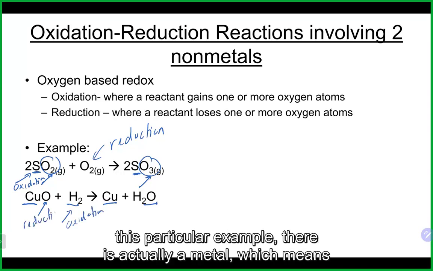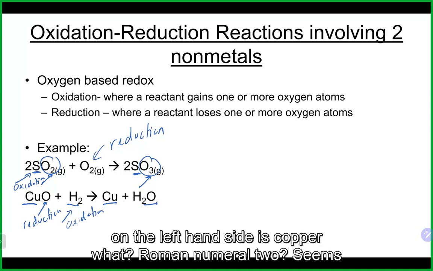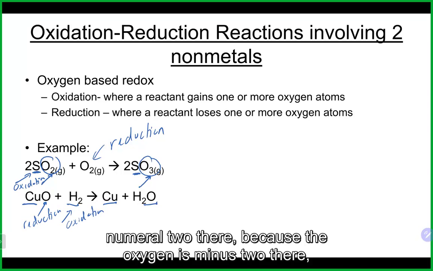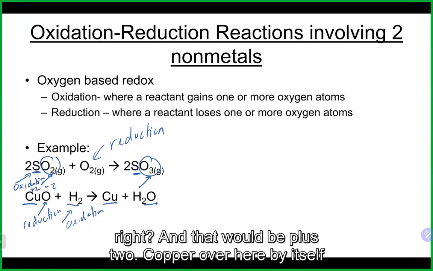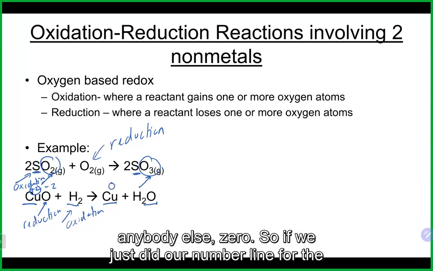But in this particular example, there is actually a metal, which means we could still do the metal look at it. That copper on the left-hand side is copper what? Roman numeral 2? Seems good. Sounds right. So that's Roman numeral 2 there because the oxygen is -2, and that would be +2. Copper over here by itself is 0. Again, any element by itself, not combined with anybody else, is 0.